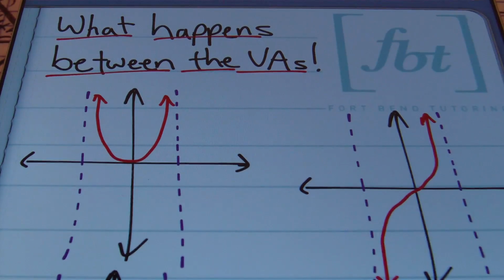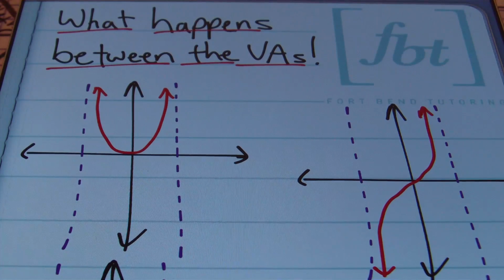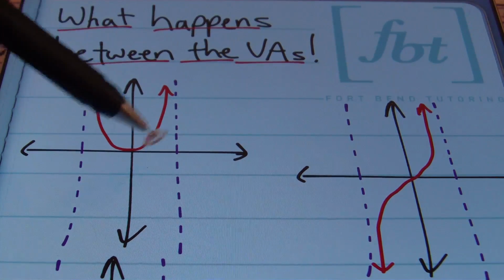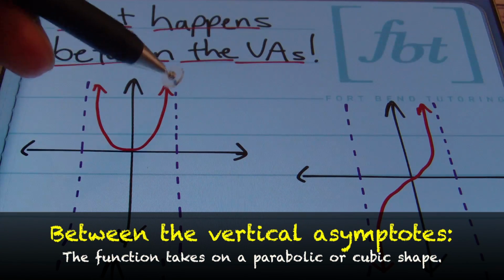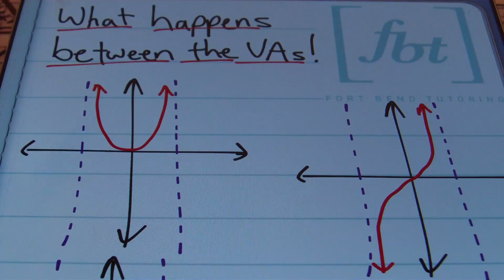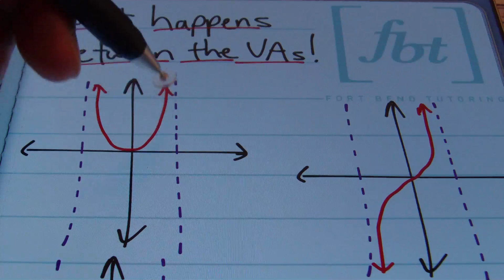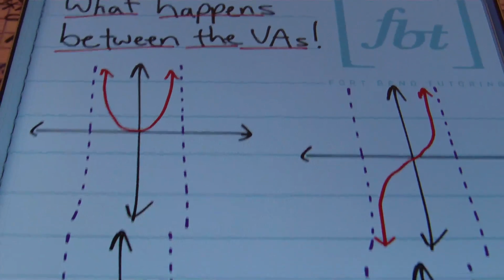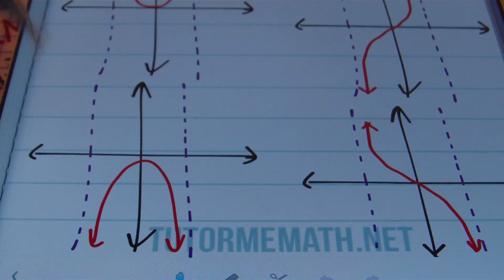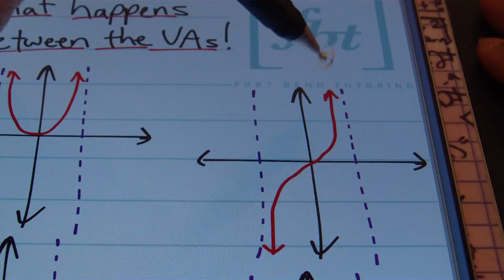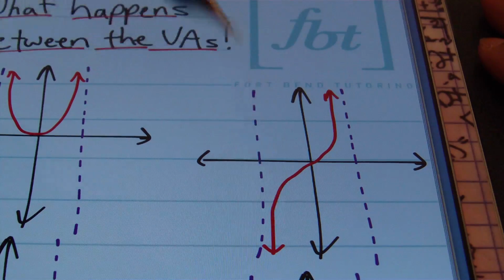This is what can happen between vertical asymptotes. You can have, in most cases, either a parabola. Notice that these dashed lines here represent my two vertical asymptotes, and between them, no matter what happens on either side of those, I could have a parabola right in between. It could be a parabola that goes up, or I can have a parabola that goes down, as I'm showing here. In addition to that, you can also have what looks like a cubic function between the vertical asymptotes.